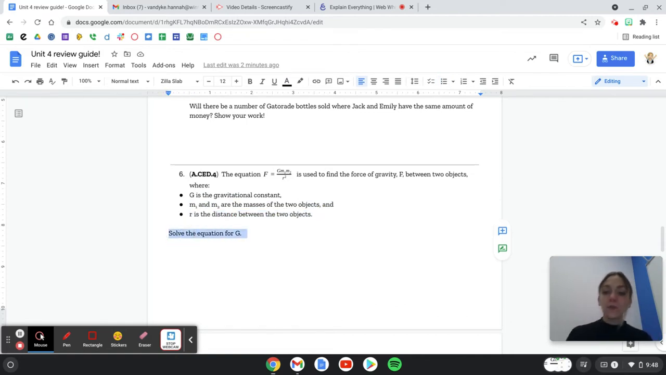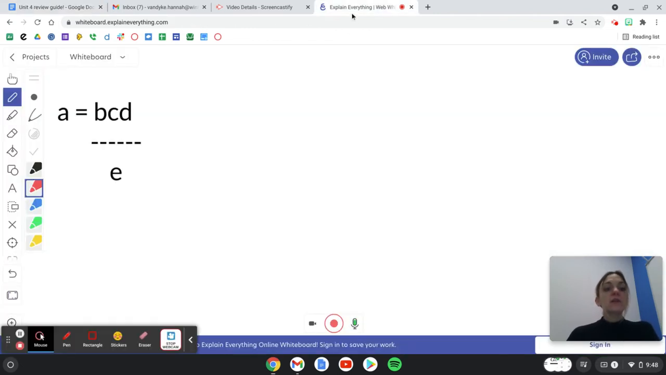Now this is the most important thing that we need to know. This is a lot of extra information that we don't necessarily need to know, but we do need to solve for G, which is saying get G by itself. So I'm going to do something that's kind of similar, but it's not exactly the same. So let's say I'm trying to solve for D here.